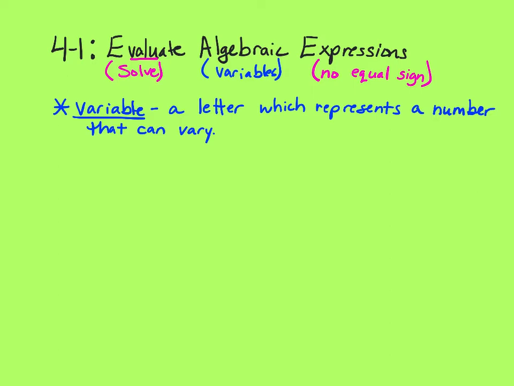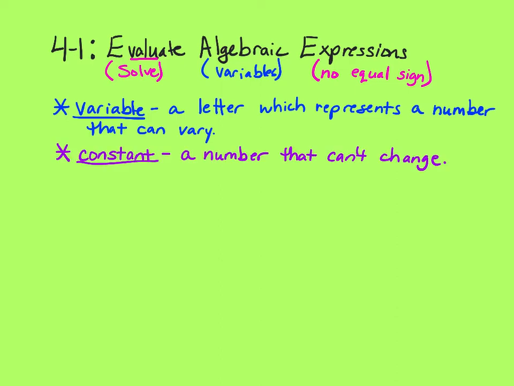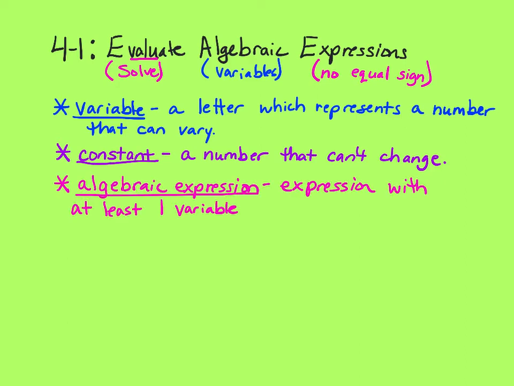So a variable is just a letter which represents a number that can vary. The name variable comes from the fact that it varies. A constant is just a number that can't change. It remains the same, constant. And then an algebraic expression is an expression, remember no equal sign, with at least one variable. That's where the algebra comes from.